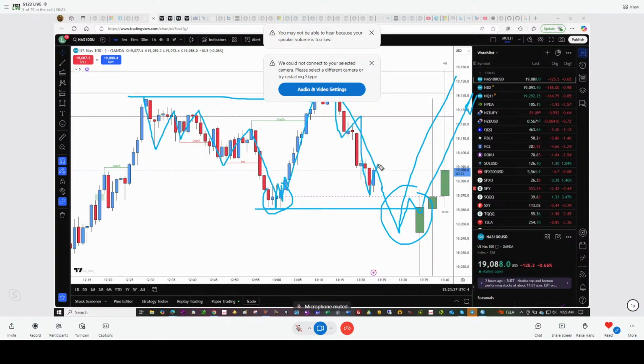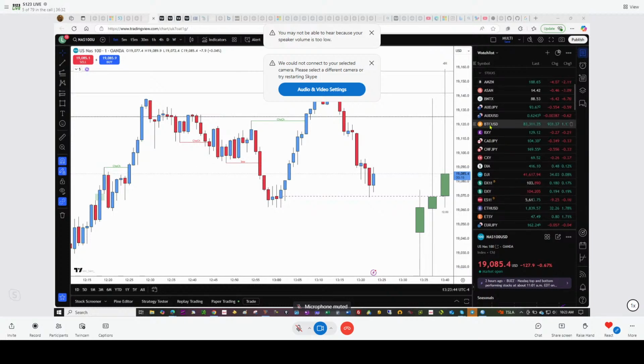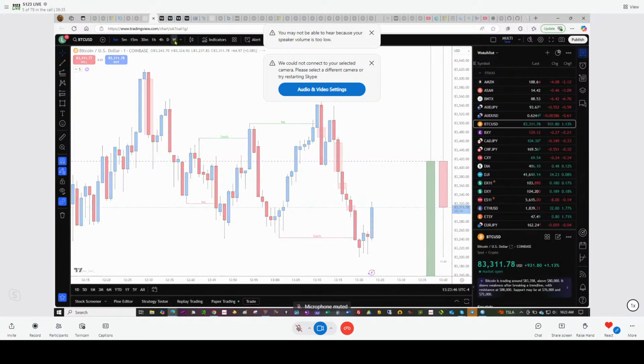Two. Yeah, we could sweep that low. Let's see what happens here. I'm going to take a look at Bitcoin now. See how Bitcoin looks. So Bitcoin, I'm going to start on the weekly as well.